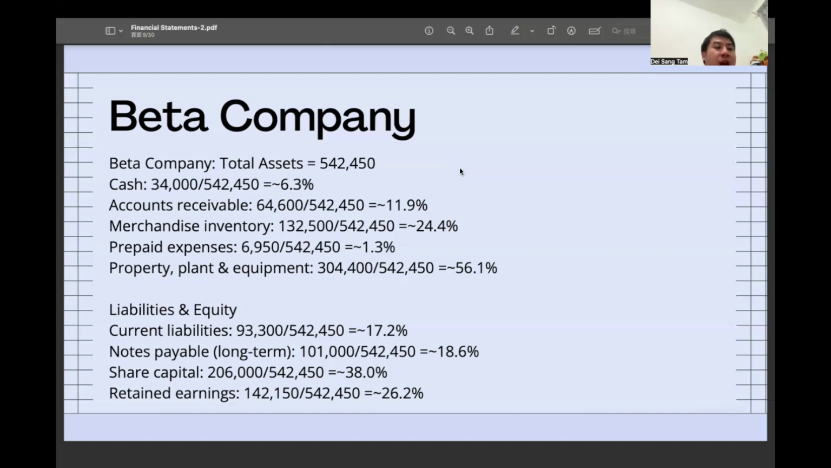For the liabilities and equity, the current liabilities occupy about 70.2%, while the notes payable is 80.6%. The share capital is 38%, while the retained earnings is about 26.2%.